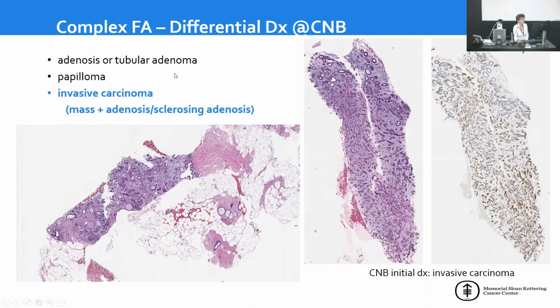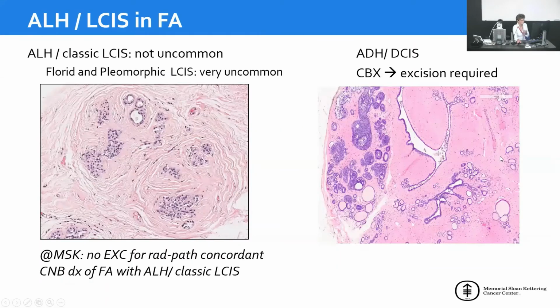We can simulate adenosis, a tubular adenoma, a papilloma, if it has a prominent papillary component, and even cases that are more nodular, where there is a mass and then a lot of sclerosing adenosis, can simulate an invasive carcinoma, as indeed in this case, the initial diagnosis was invasive carcinoma, but the calponin, a myoepithelial stain, will keep you out of trouble.